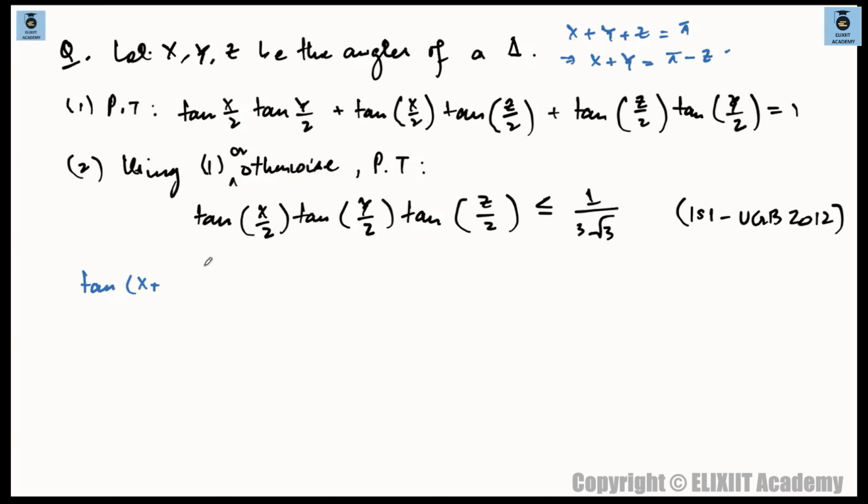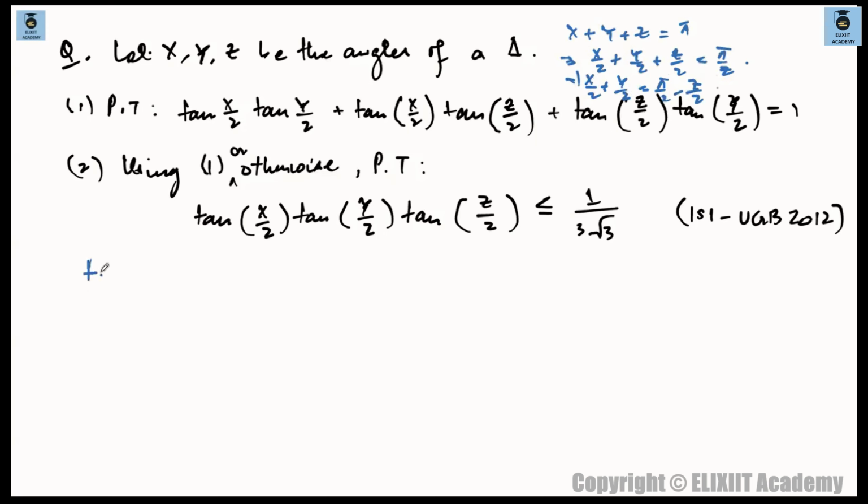Wait. Here we are having x by 2. So what do we have to do? We have to convert this in terms of x by 2, not only x and y and z. So x by 2 plus y by 2 plus z by 2 is equal to pi by 2. Now you can write this as x by 2 plus y by 2 is pi by 2 minus z by 2.